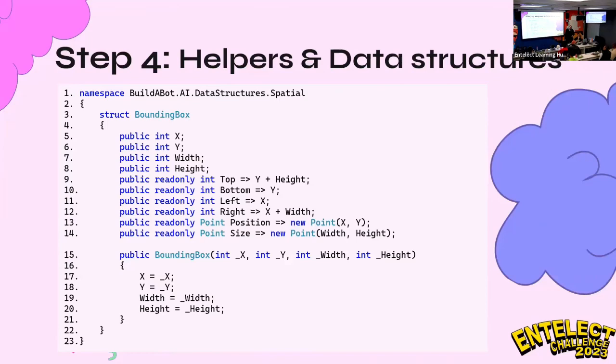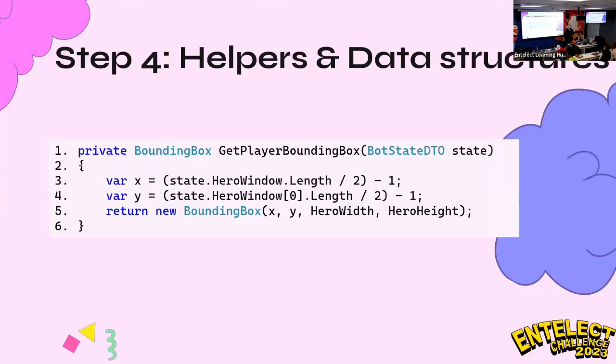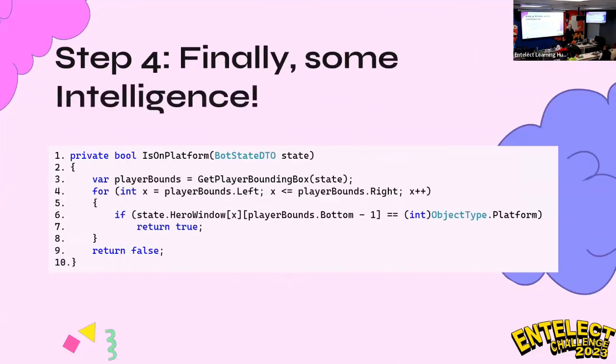Those are not necessary, they're just helpful to make our code a little bit clearer when we write it out. So next up, we have a function in our searching state that basically just gets the bounding box of the player. We could do hero window.length divided by 2 minus 1 every time we need to get it, but this just makes it a bit more concise and a lot easier to use. Then we add a helper function that will basically tell us if we are standing on a platform. It basically just looks at all the blocks underneath us and checks if any of them are a platform. We then have a similar one, but just for if we're on solid ground.